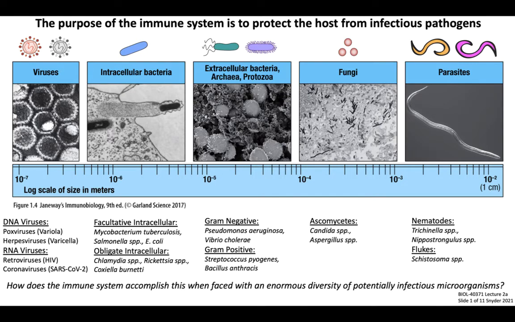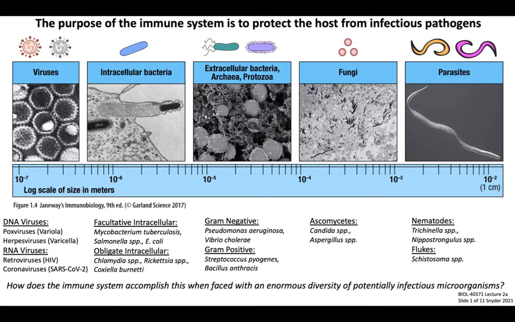Parasites are the fourth and final category of pathogen. So, like fungi, these are eukaryotes, and include a variety of organisms, including protozoans, which are microscopic and unicellular, ectoparasites, these are insects such as ticks and fleas, and helminths.